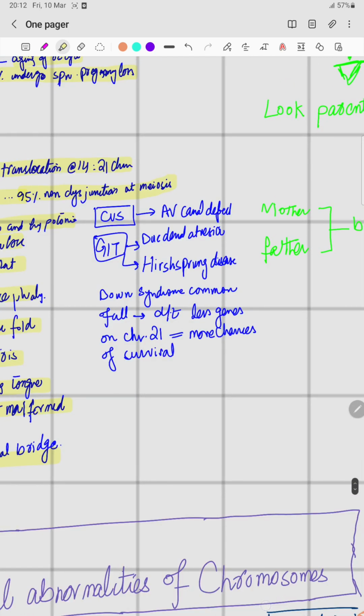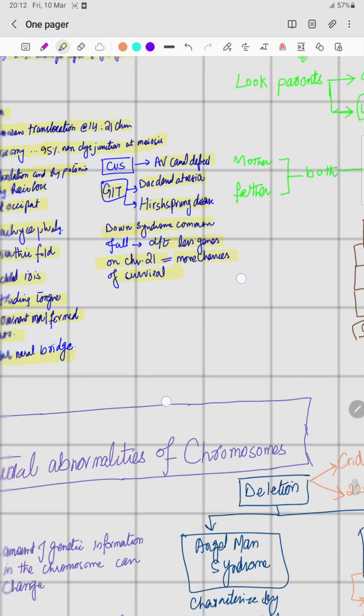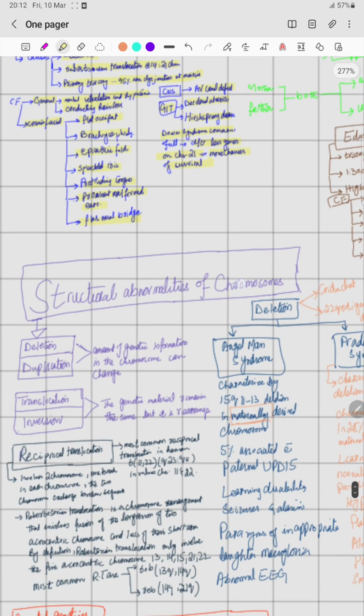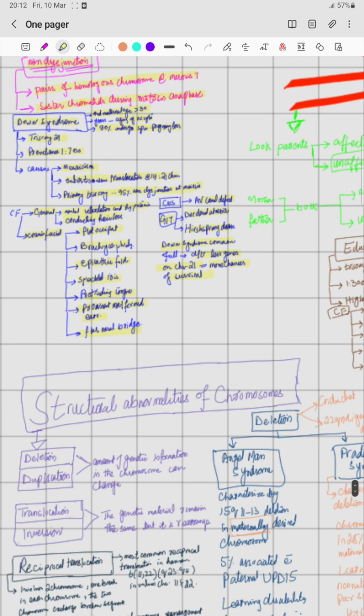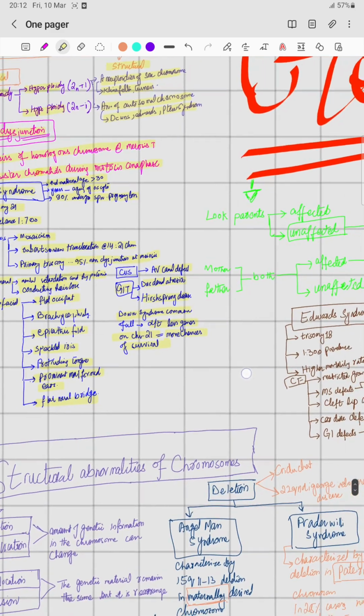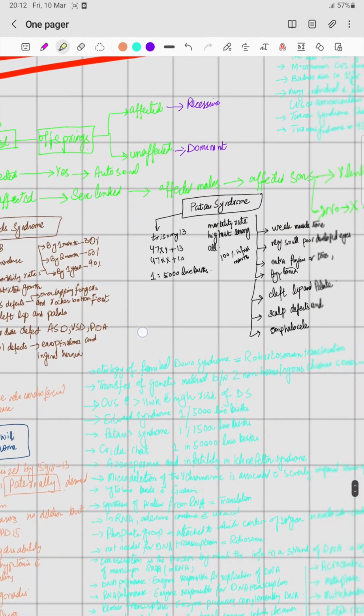The most important cardiovascular problems are atrioventricular canal or septal defects, and GIT problems include duodenal atresia and Hirschsprung's disease. Down syndrome is the most common of all because there are fewer genes on chromosome number 21, which means there are more chances of survival. This is the most important example of aneuploidy. The other examples are Edward syndrome and Patau syndrome.